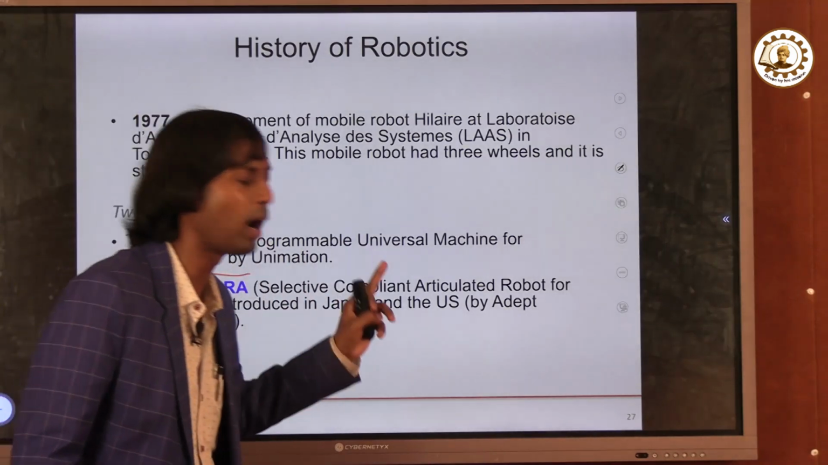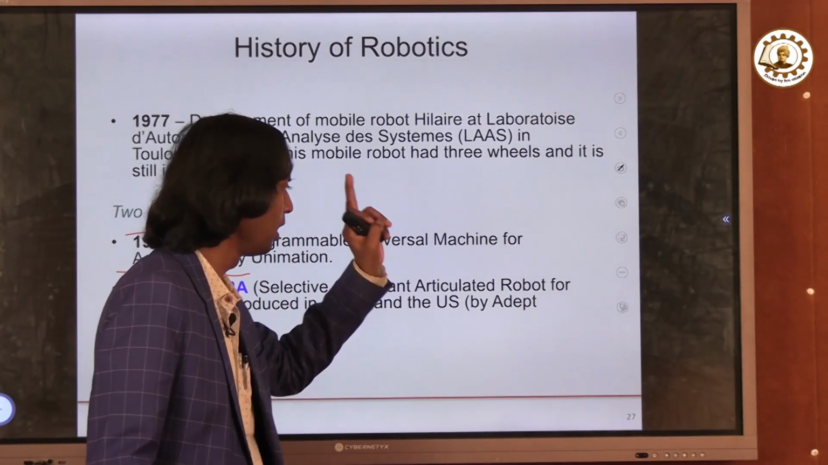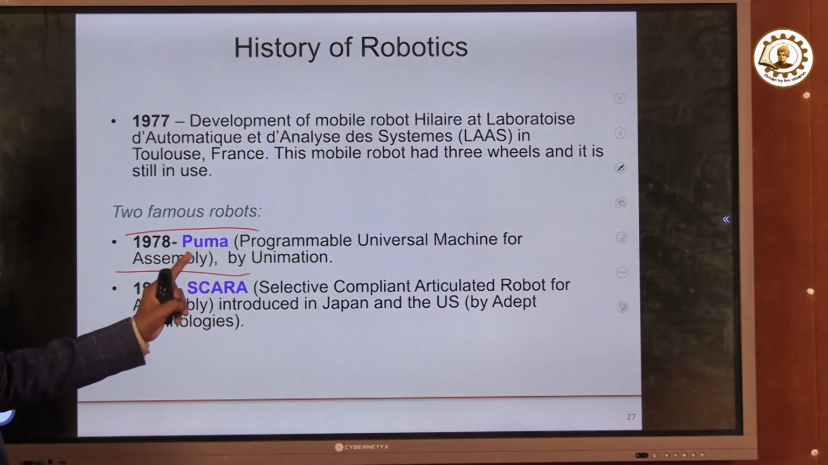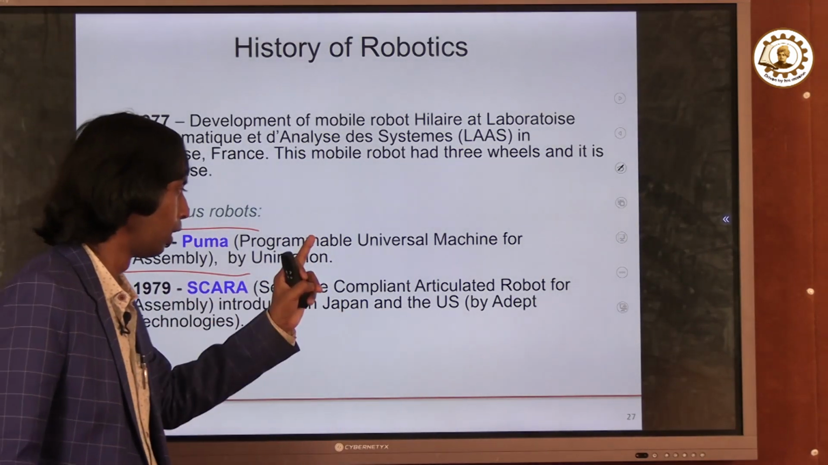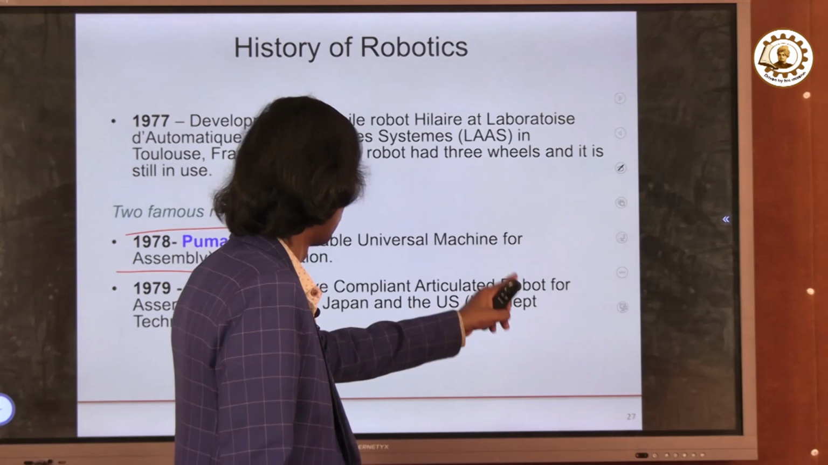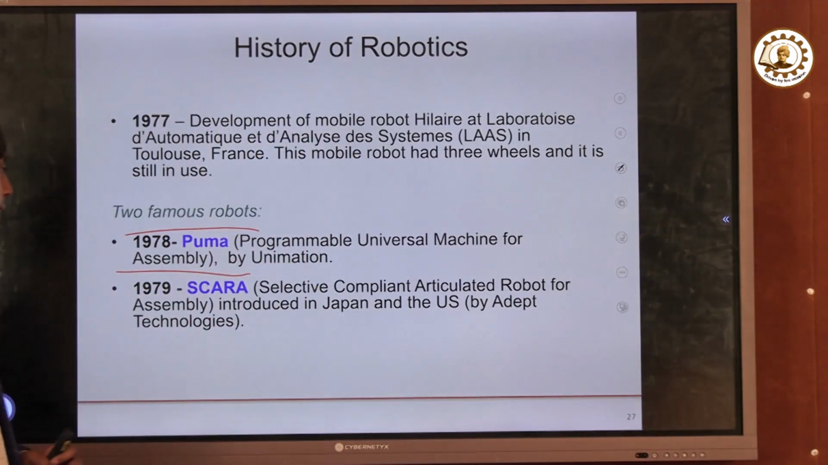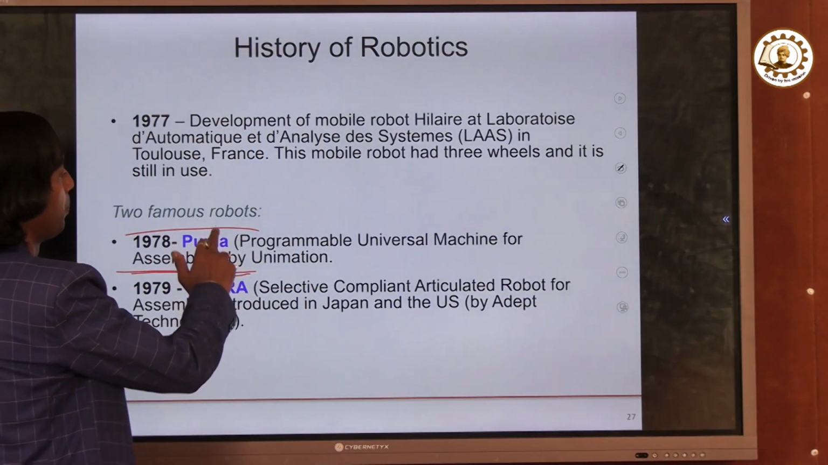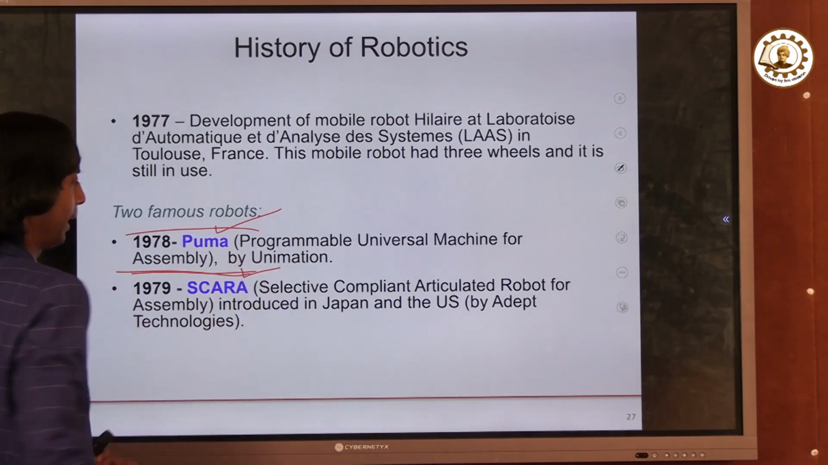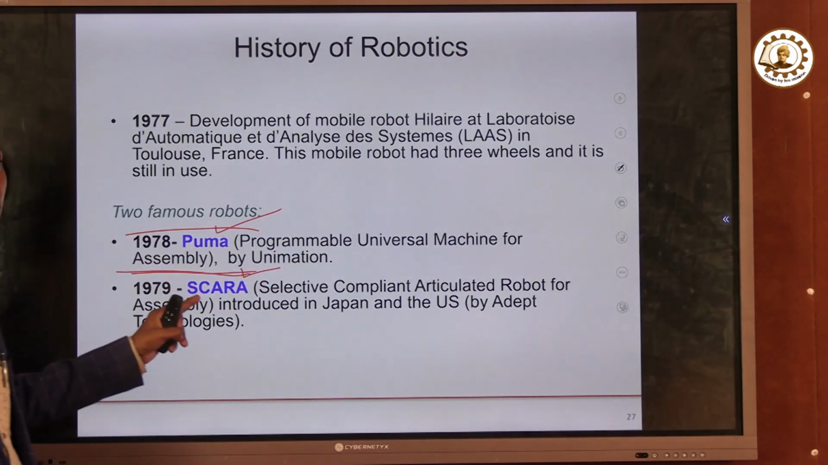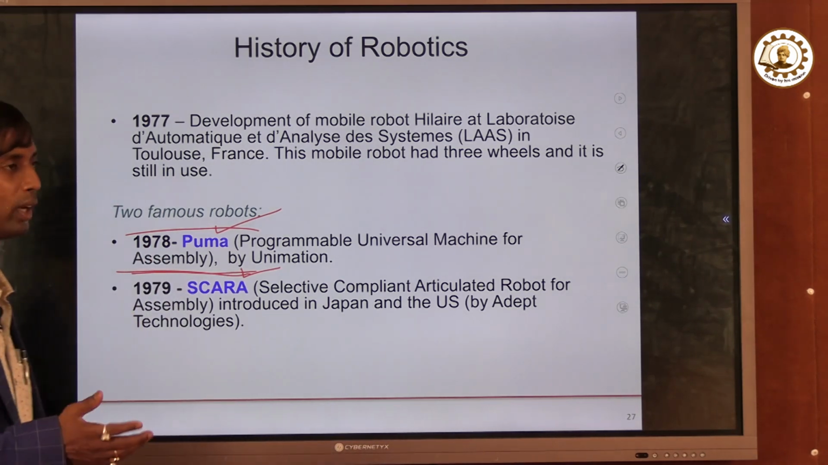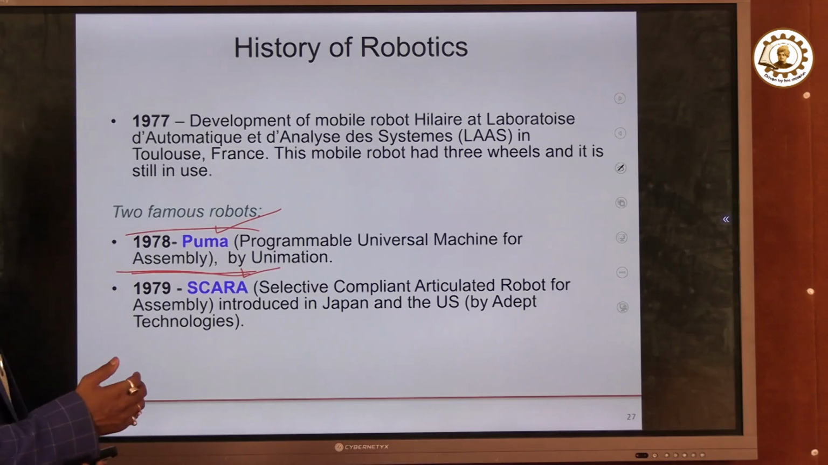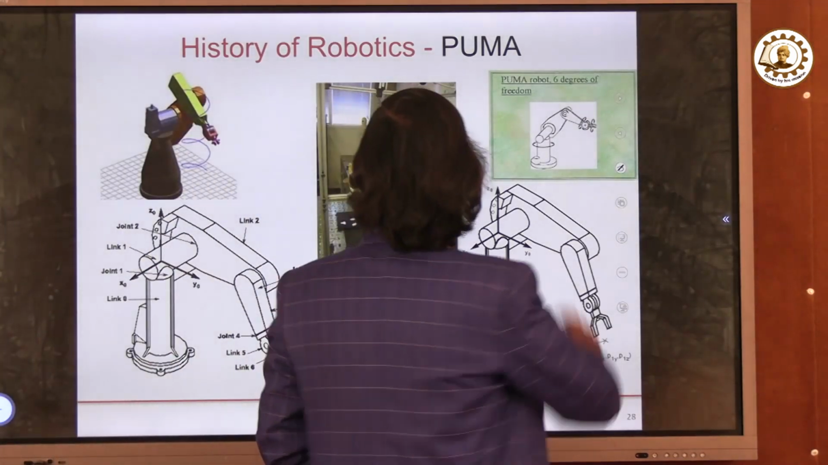Puma. What is the full form of Puma? Programmable universal machine for assembly. Okay. And in 1979, SCARA, selective compliance articulated robot for assembly. Okay. This is the basic difference between Puma and SCARA. Full form of Puma and SCARA I just discussed right now. Please keep in your mind. It may come in your exam also, what is the full form of Puma and what is the full form of SCARA. This is Puma robot.